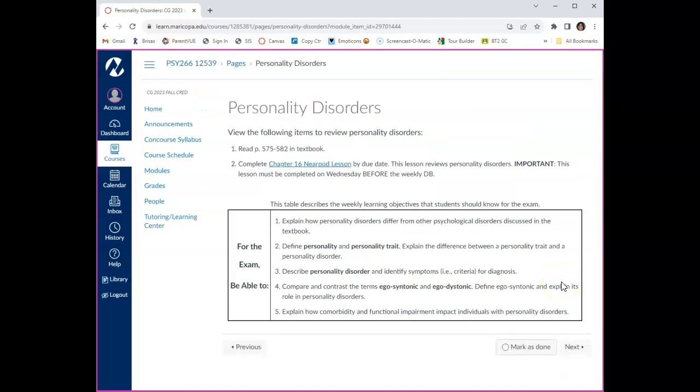The first section is personality disorders. The main takeaway point for this section is individuals with personality disorders have a long-standing, inflexible, maladaptive pattern of behaving and relating to others. This often begins early in childhood or in adolescence. I like to refer to these individuals as psychic vampires because they tend to suck all the energy from you when you're around them. You're just exhausted when you're done talking with them. Please read the designated pages in the textbook and complete the corresponding Nearpod lesson.